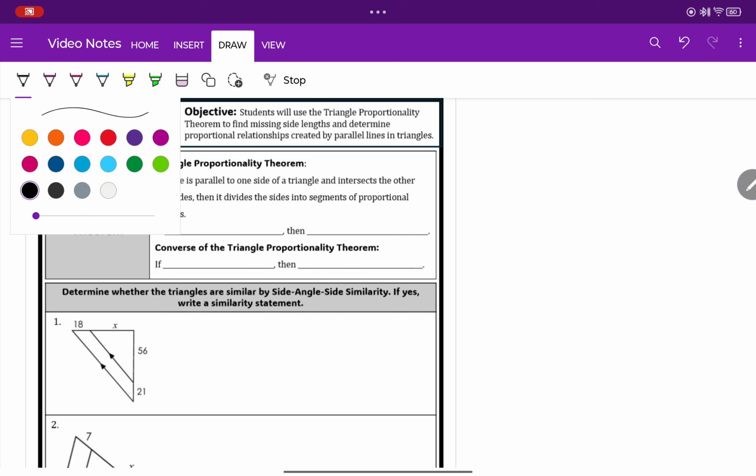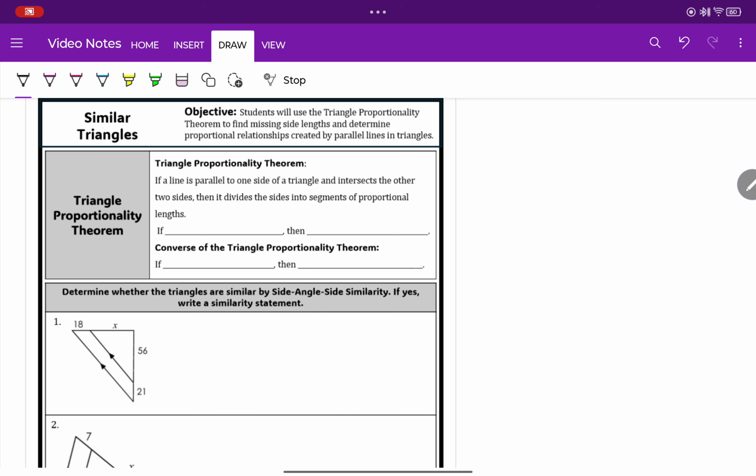So if I had a triangle that looked like this, so say I have triangle ABC, and I have a mid-segment of DE on there, and DE is parallel to BC, then I know that AD over DB is equal to AE over EC.